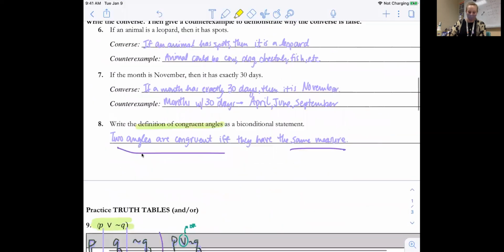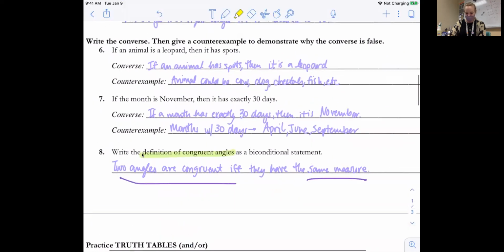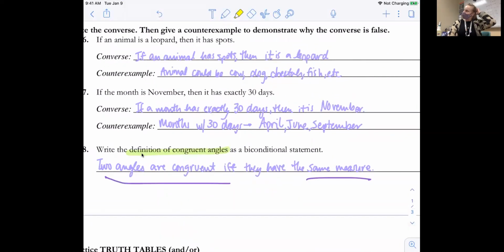Great. 6, 7, and 8. 7 and 6, I wanted a converse and I wanted a counterexample. You can just write one word counterexamples. You don't need full sentences as counterexamples. And you don't need 5 different examples. I just try and write as many as I can think of, so then you don't have to ask me if yours is also right.